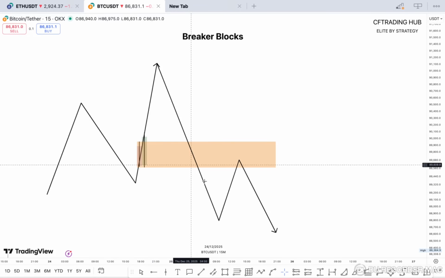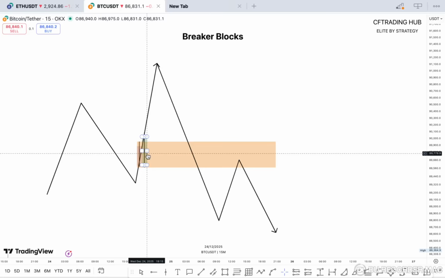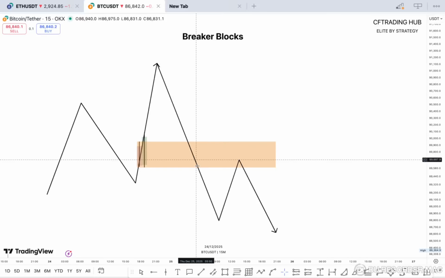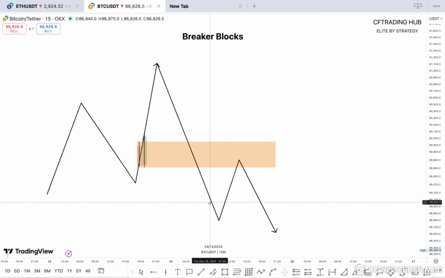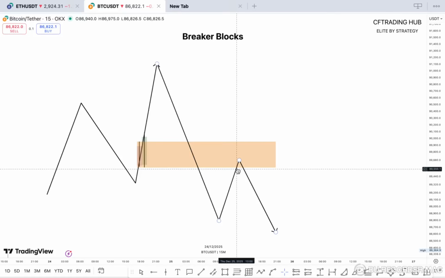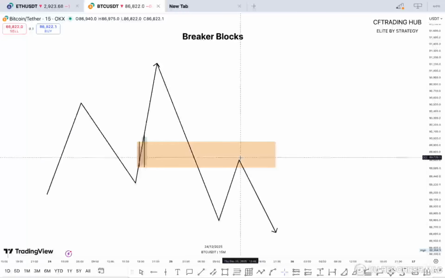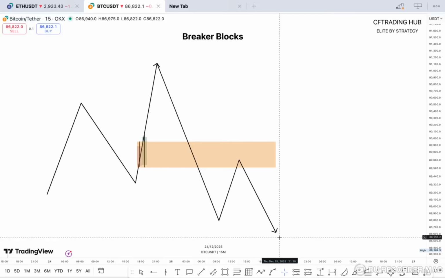We want to see displacement. So displacement is what makes it valid. But when you see a shallow break of it, that's not valid as a breaker block. Now, the main thing we want to know after the break of that particular order block is that we want to see it test back into that order block. Now it has turned into a breaker block, not an order block anymore. Though it was initially an order block, broken by displacement, it turned into a breaker block.